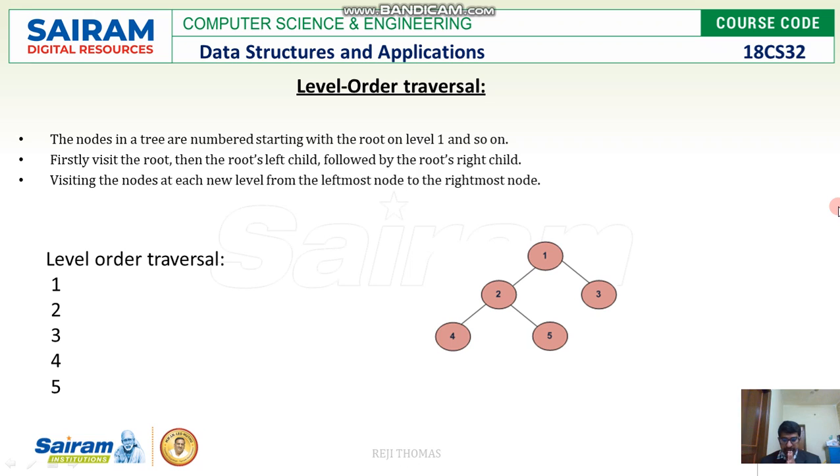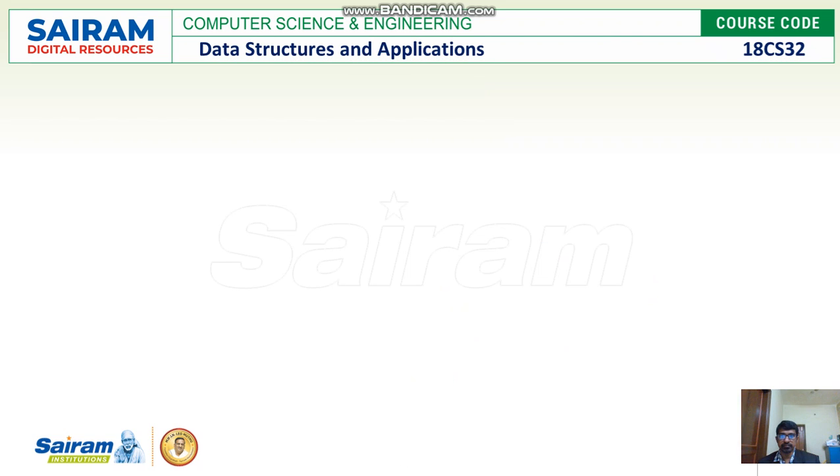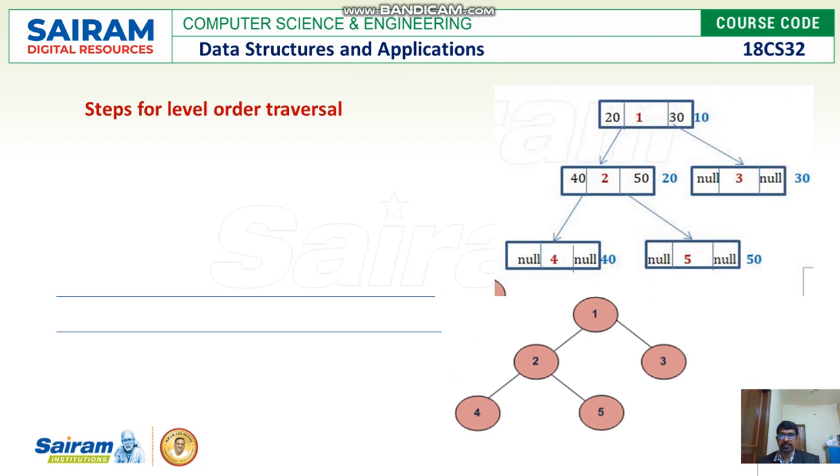If you look at the tree which is given in the diagram, you can find a tree with 5 nodes. Obviously you have to visit the first node. The first node is the root node, so you have to visit 1. Then you go to the next node, which is 2. Then the next node, which is 3. Once it is done, you can go to the next level. So you have to visit 4, then you have to visit 5. So when you visit the given tree in level order, the answer is going to be 1, 2, 3, 4, 5. So please remember the steps for that.